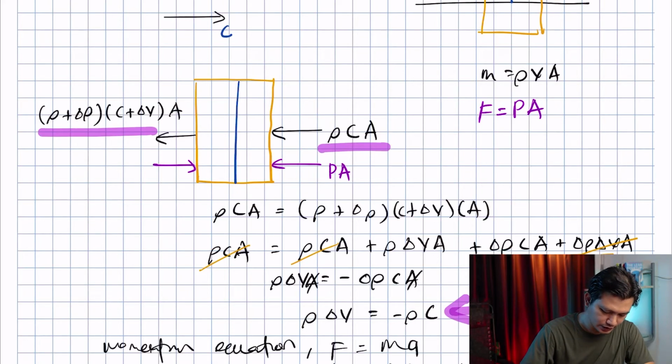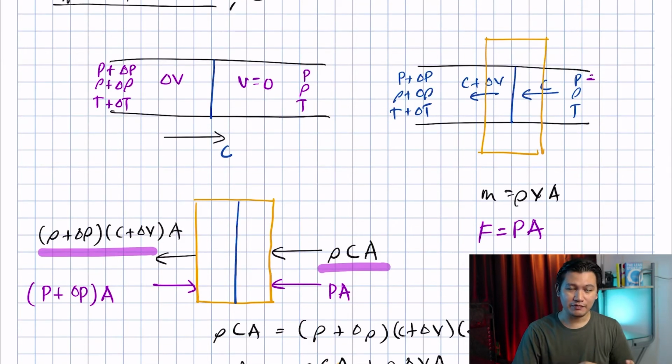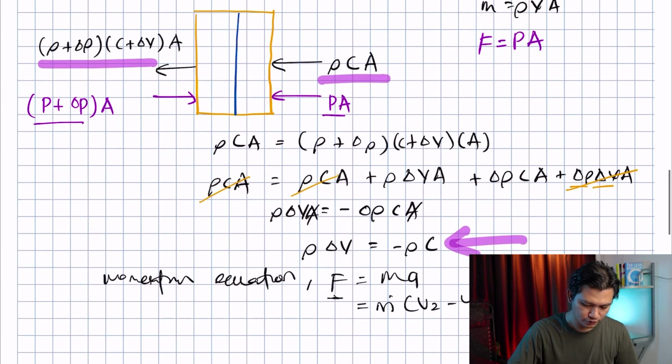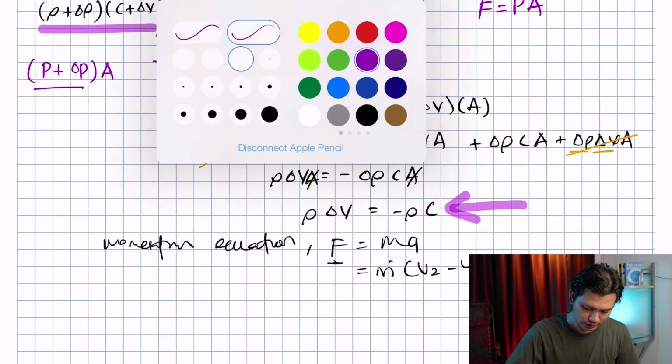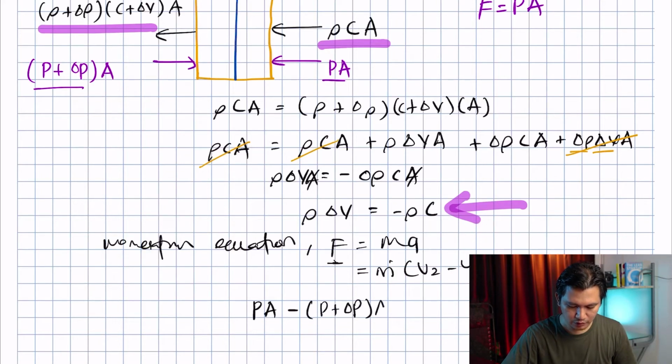So for this term, it is simply pressure times area. But for the term on the left, this is pressure plus delta P times area. Remember the pressure has changed from before to after the wave. At the right hand side of the wave, pressure is P, but at the left hand side of the wave, the pressure is P plus delta P. This is what I write here, and that is our force. So force is P times A minus P plus delta P times A equal to m dot.